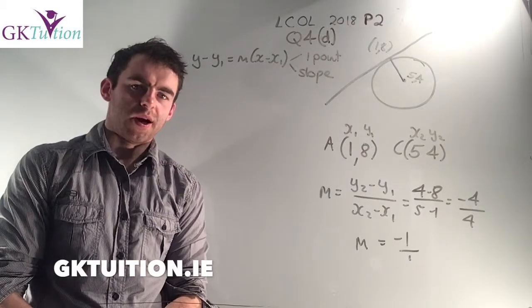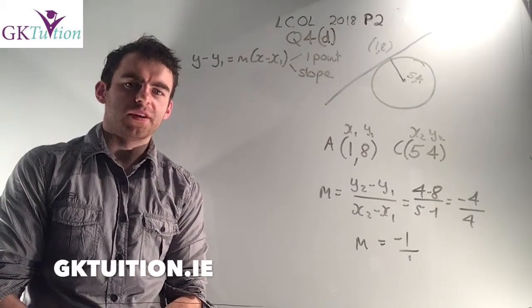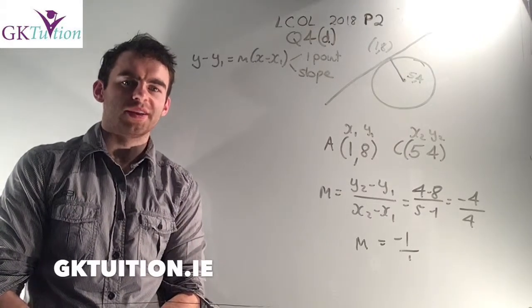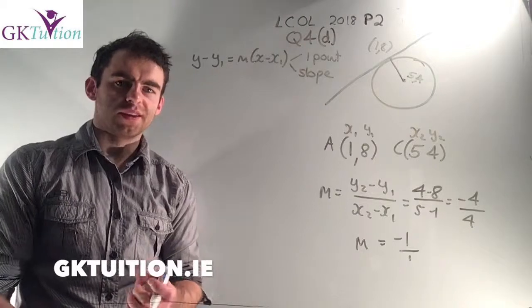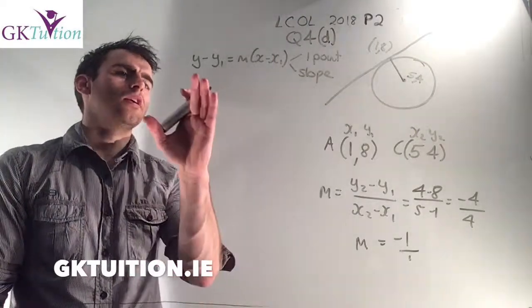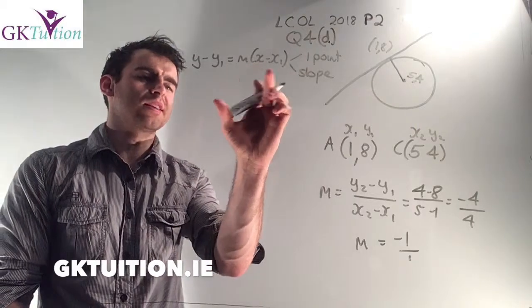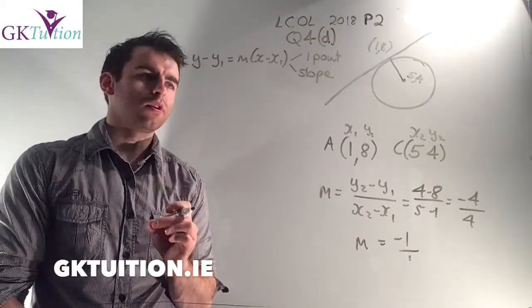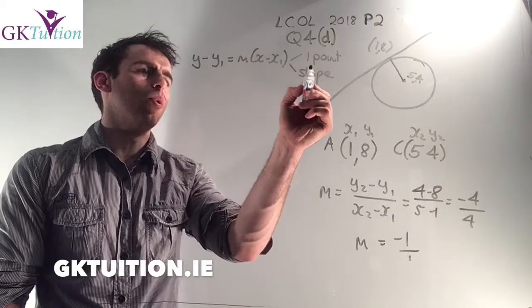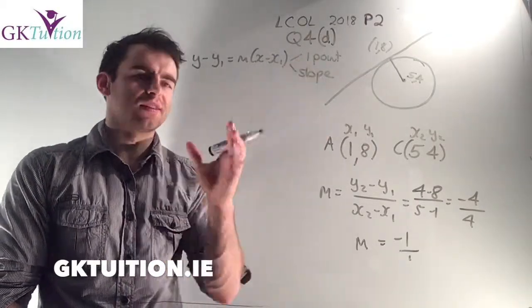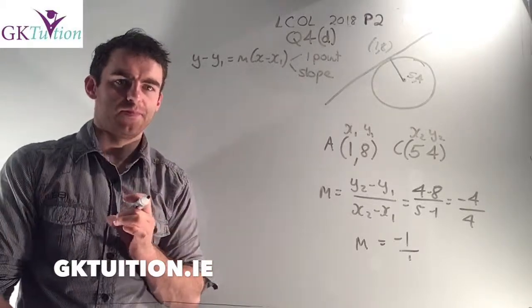Now, the final part of this question says to find the equation of the line that is the tangent to the circle at the point A. You should realize that in order to get the equation of a line, you're going to be using the formula y minus y1 equals m times x minus x1. And in order to use this formula, you need 1 point and you need the slope. So my goal needs to be get 1 point, get the slope, and then I can sub into this formula.